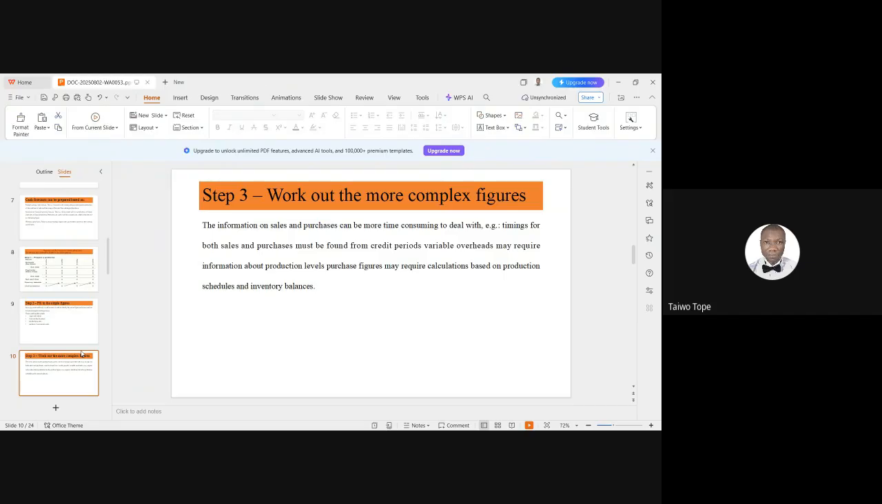And step 3, based on this slide, work out more complex figures. The information on sales and purchases can be more time consuming to deal with. Yes, I believe some people can confess. Like for the last performance management question in November, I know somebody that used a whole day to analyze. Using a whole day to analyze does not mean it is trouble. When you are in the comfort of your room, you need to sit down very well to analyze those questions so that when you see them again, you will use less time to solve them.